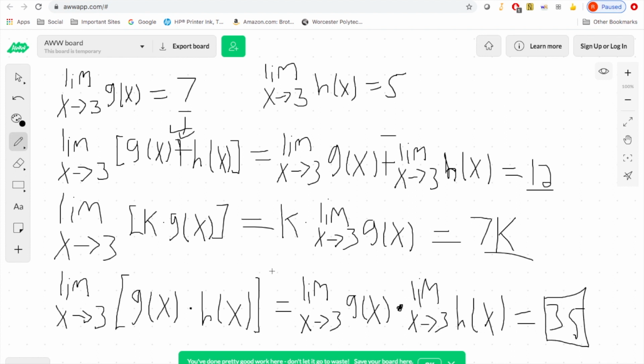We can do the same thing for division. Say we have the limit as x approaches 3 of g of x divided by h of x. It's the same thing. You can break it into the quotient of two individual limits. So the limit as x approaches 3 of g of x divided by the limit as x approaches 3 of h of x, which is going to be 7/5. It's that simple. Don't get too used to this, though, because in a little bit we're going to be talking about derivatives, and the rules for multiplying derivatives are going to be a little bit more complicated than this. But for limits, we're allowed to do this.